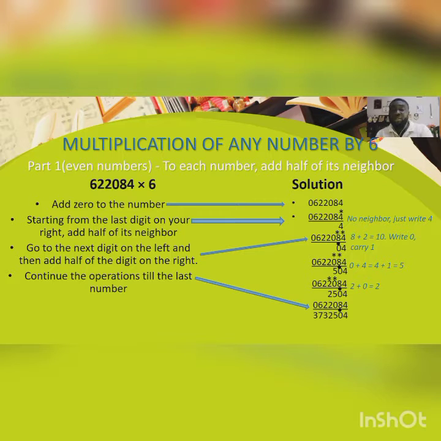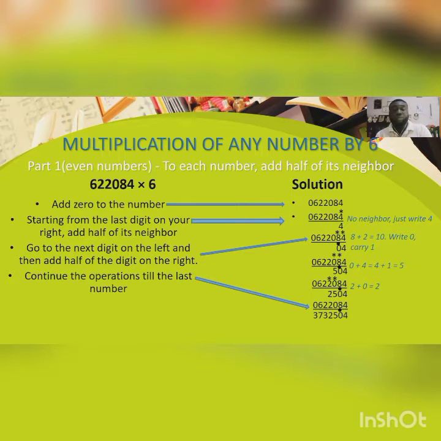So the two numbers involved here are 8 and 4. The number on the right of 8, because we're working on 8 right now, is 4. Half of 4 is 2. So 8 plus 2 will give you 10. Of course, we need to write down 0 and carry 1. The dot on top of the 0 is like a reminder. Remember that we are carrying 1 to the next number.